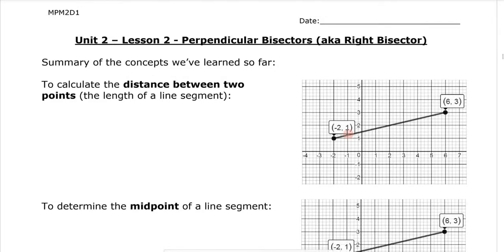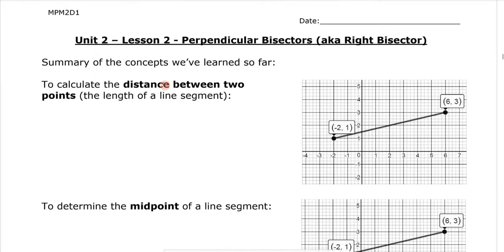Unit 2, Lesson 2, Perpendicular Bisectors, also known as the right bisector. So let's summarize the concepts we have learned so far. In the last lesson, we learned how to calculate the distance between 2 points. In other words, find the length of a line segment.